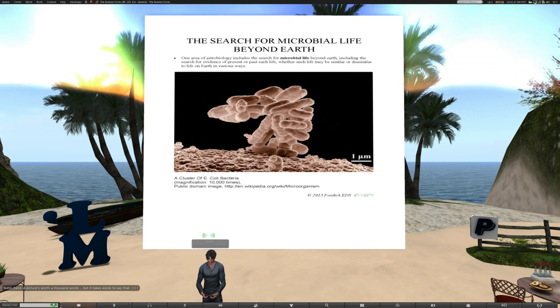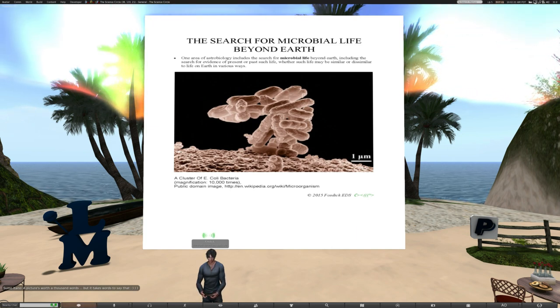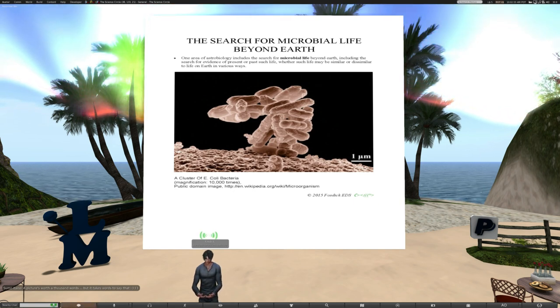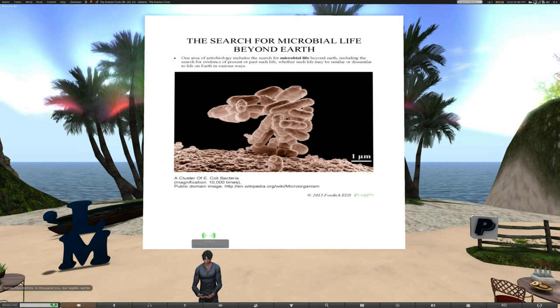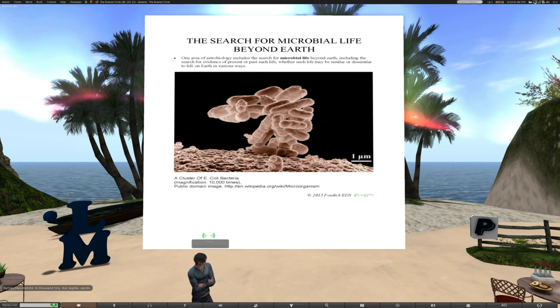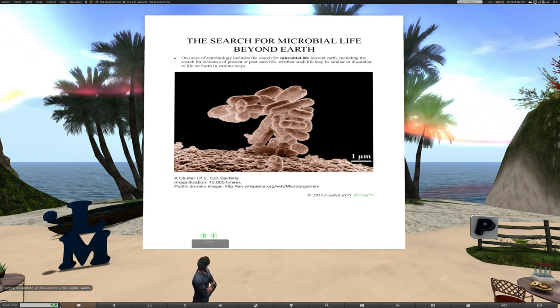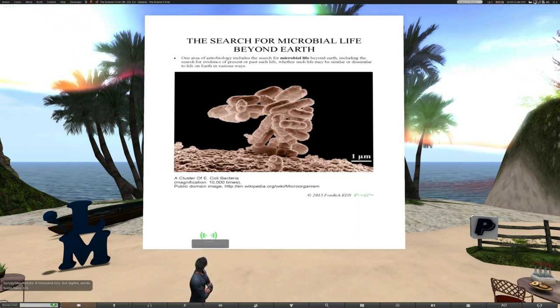So basically, my interest in astrobiology, which is generally the search for life beyond Earth, especially is in the search for microbial life, like bacteria, that kind of thing, beyond Earth, especially if it's life that's cellularly very different and separately evolved from life on Earth. That would be fascinating. So that's sort of my interest.